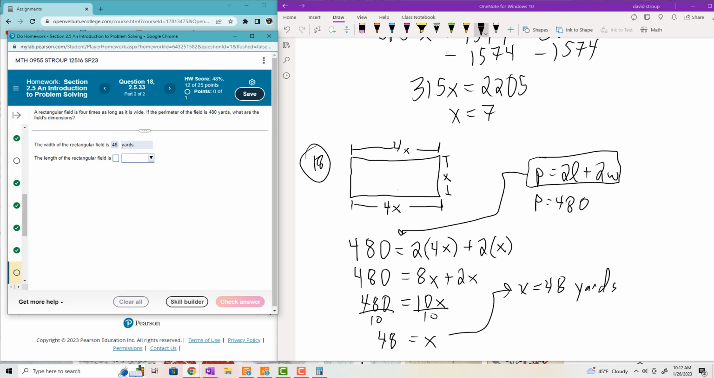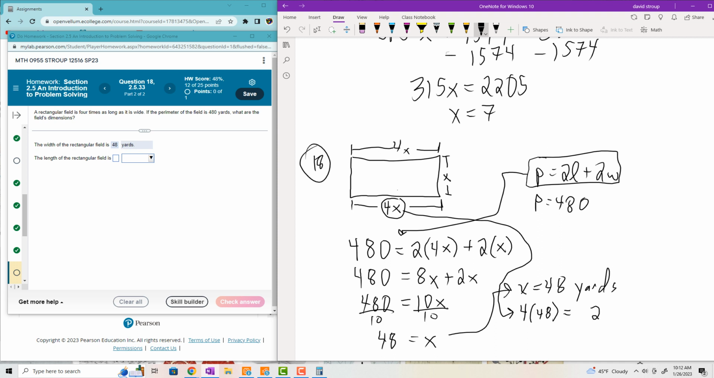And then the length is just 4 times that, so you're back substituting, right? You're using this 4x formula and then plugging in 48 for x. So you'd have 4 times 48. So 4 times 8 is 32. So 2 carry the 3, and then 16 plus 3 is 19, so 192. That would be in yards as well.